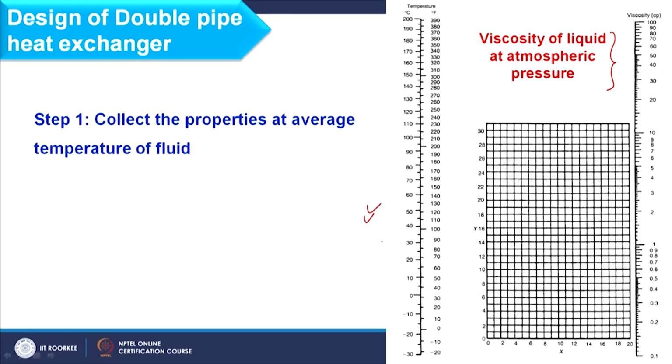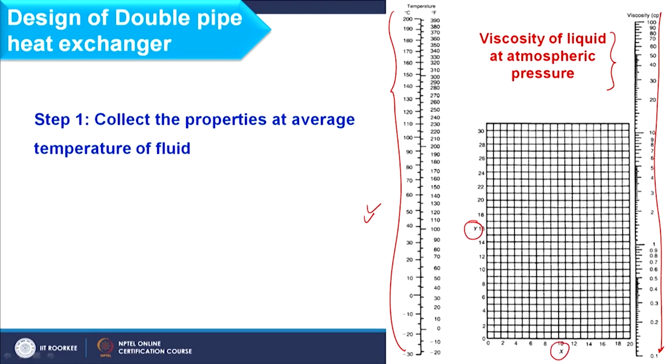This is the graph from which you can collect the physical properties, or specifically the viscosity of a fluid. If you see here, we have y as well as x on this block. On this side we have the temperature, and this temperature is the average temperature. And here we have the viscosity values. Now, how will you obtain the y and x values?